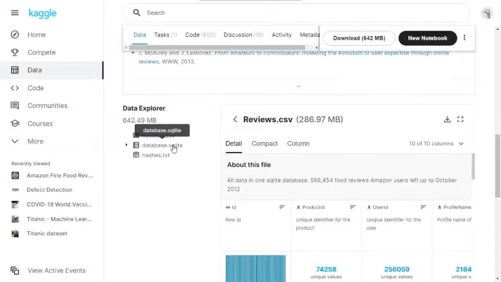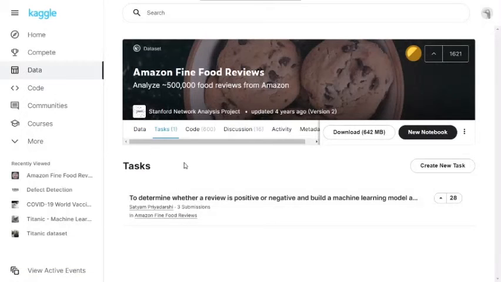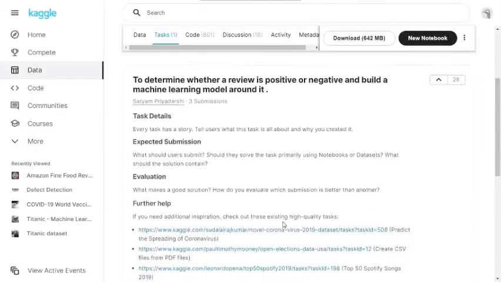Now, what is the task, what is the problem that Amazon faces when it wants to conclude what the average rating of a product is. If you have a product and you have to give the average rating to it, because many customers have given some rating, it's really difficult to conclude on one point whether it is a positive product or a negative one. So we have to build a model to determine whether a review is positive or negative, and build a machine learning model around it. This is our task.